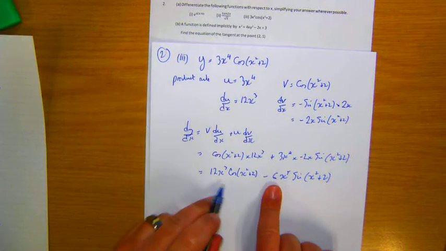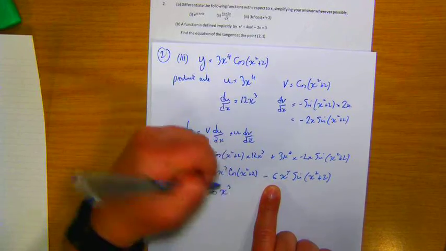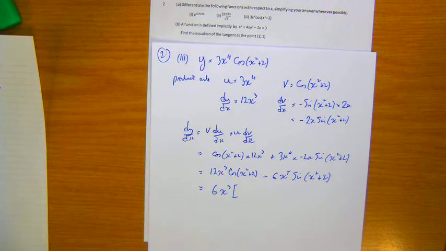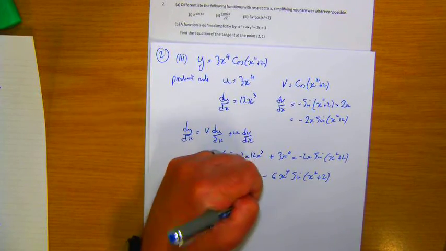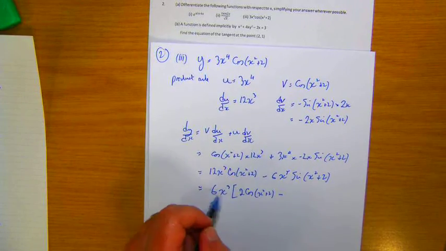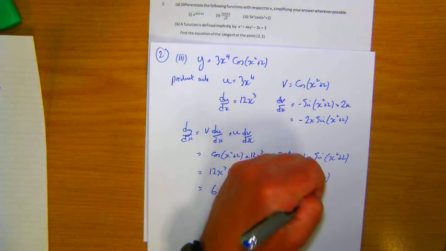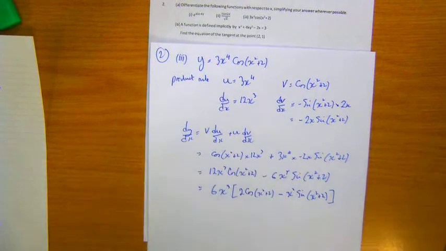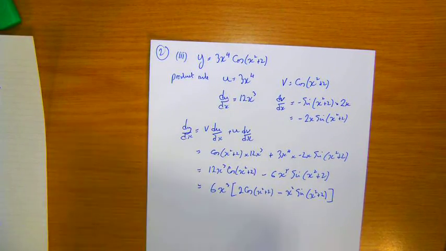I can see I can take 6 out as a common factor, and I can take x cubed out as a common factor, which will leave me 2 cos x squared plus 2 from that first term. So if you multiply that by that, you get back to that. And then the second term, the 6 comes out, leaves me an x squared sine x squared plus 2 in there. There's nothing else really you can do to simplify that.